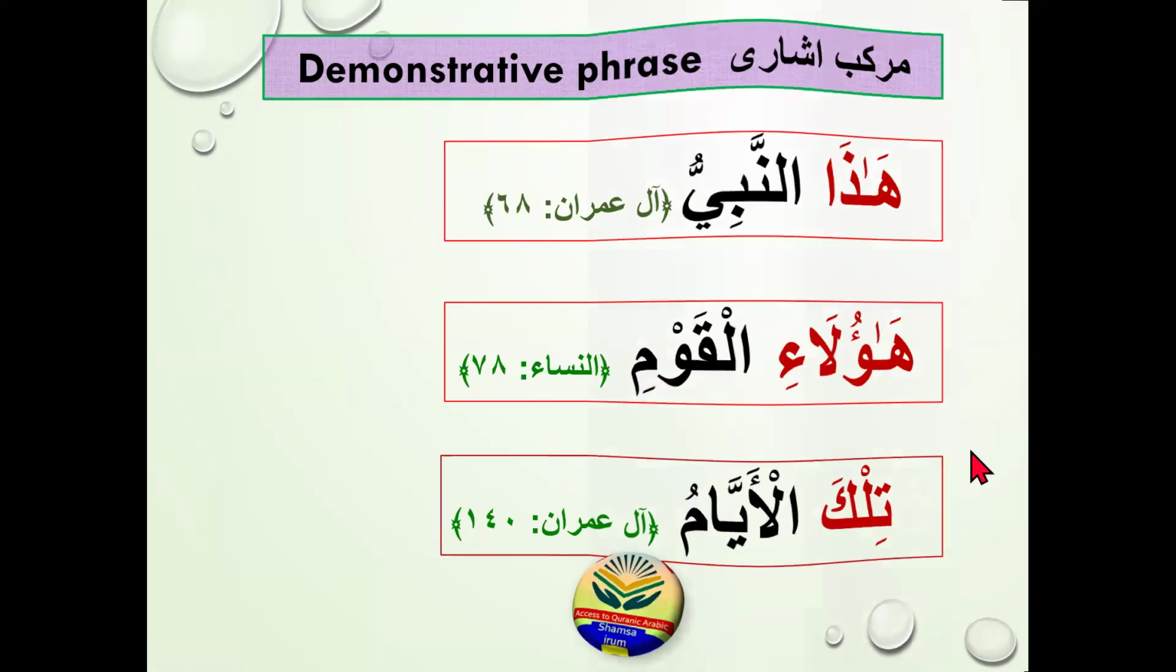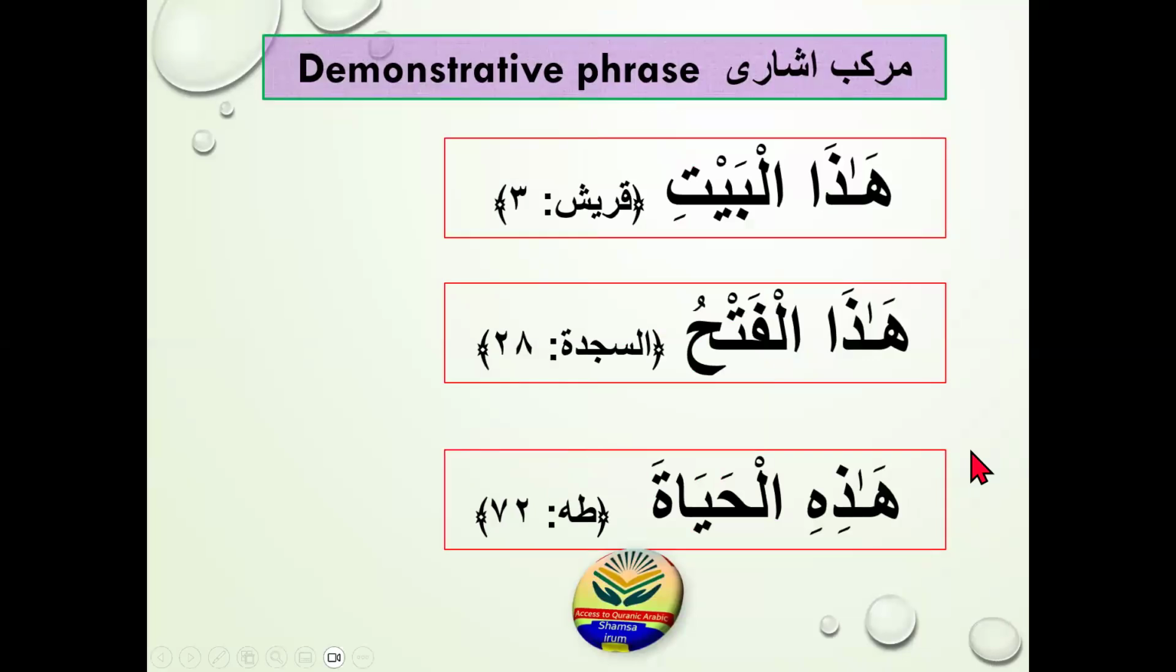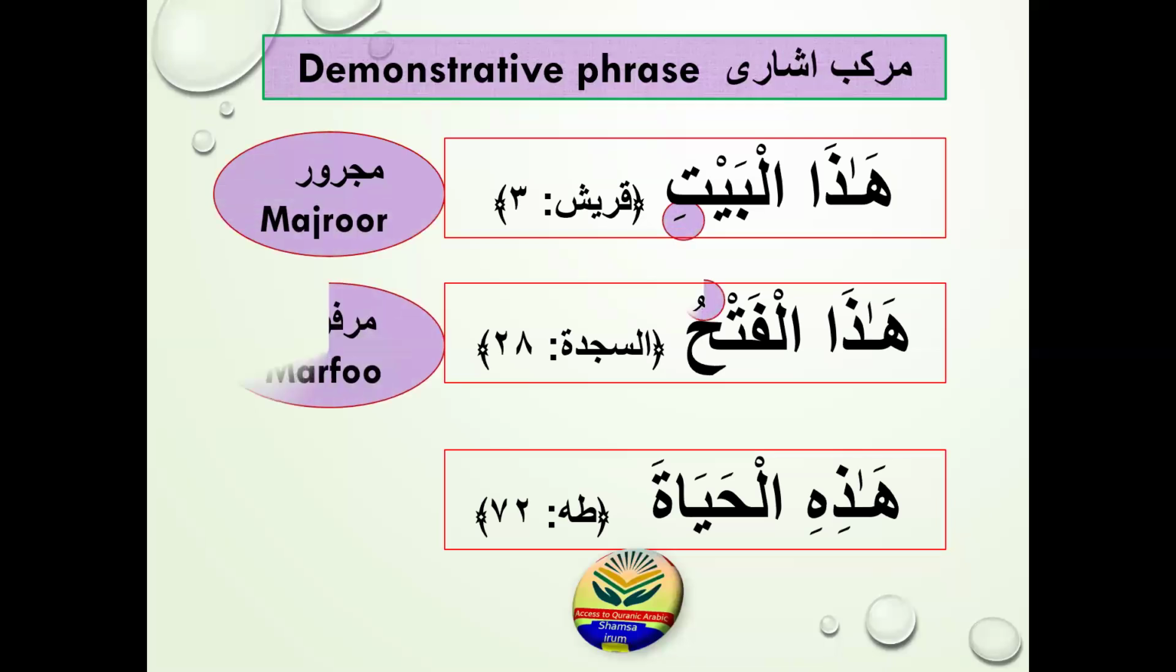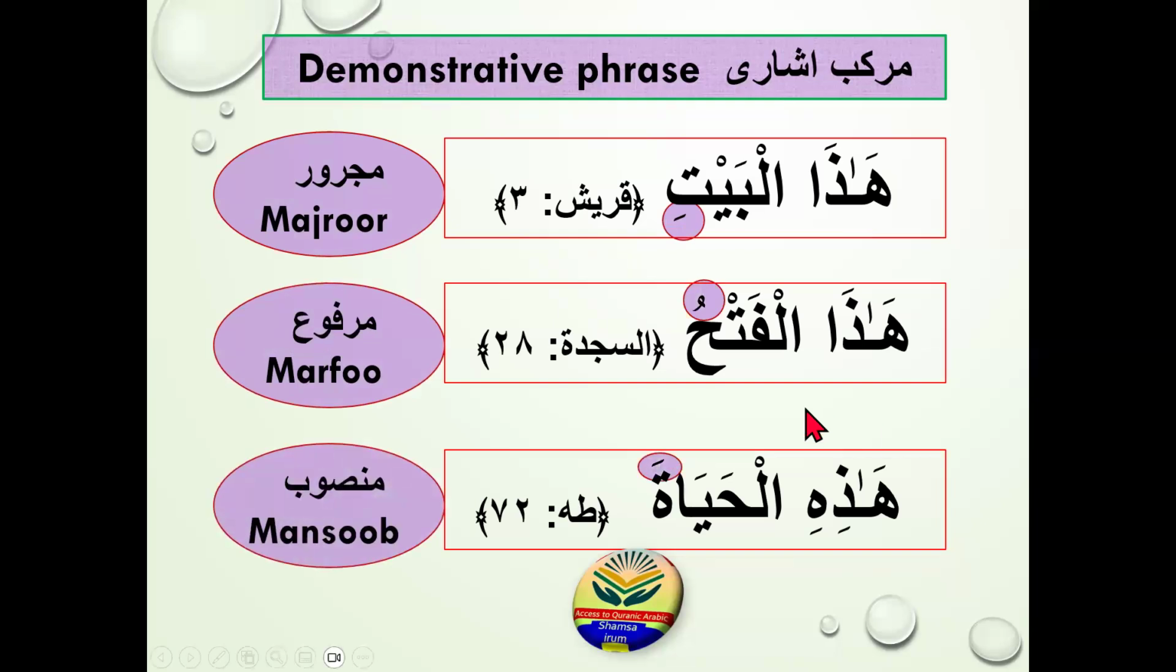Okay. One more practice, the last one. So do quickly with me. Hadal bayti. What's the Arab here? It is majroor. Next one, what's the Arab here? It is marfu. What's the Arab here? It is mansub. So see how easily you check the Arab of the whole murakkab.